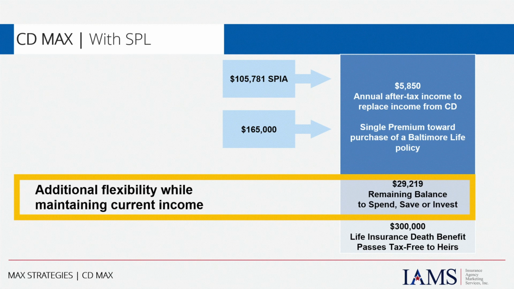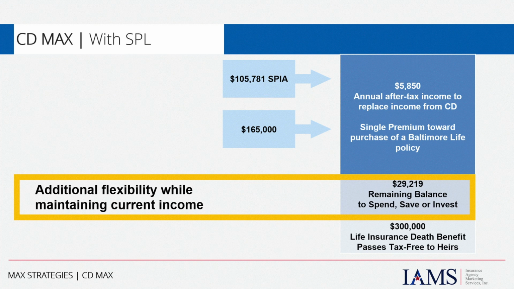So we've got the same net income for June that she was receiving from the CD. We've got that life insurance protection for her heirs. We've left $29,000 and some change liquid for her in case she needs it, but we have added that chronic illness benefit. So if June does have a long-term care need or a chronic illness need, she is able to accelerate some of that death benefit on the Baltimore Life policy.